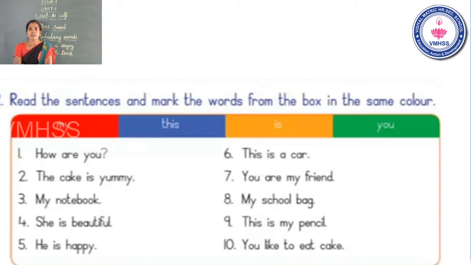Next, he is happy. Fifth one, he is happy. Which one hold words? Is. Color the yellow color. Color it yellow color.